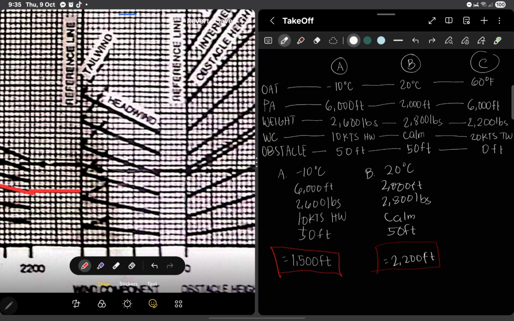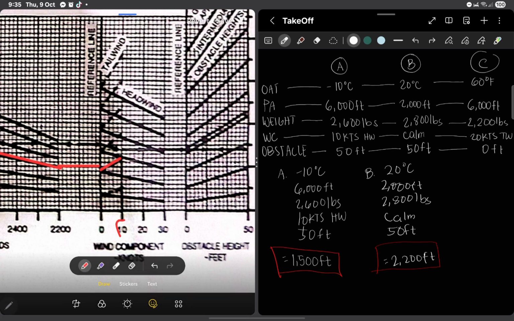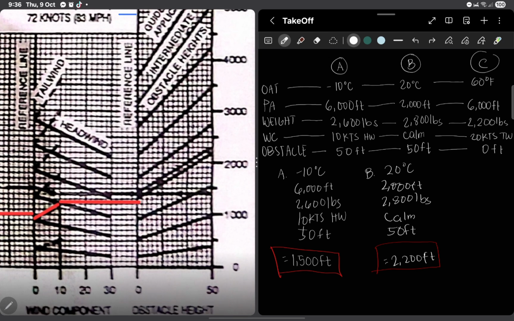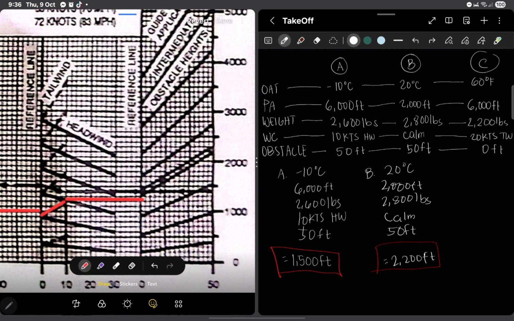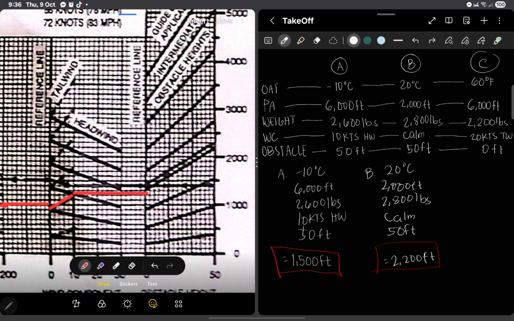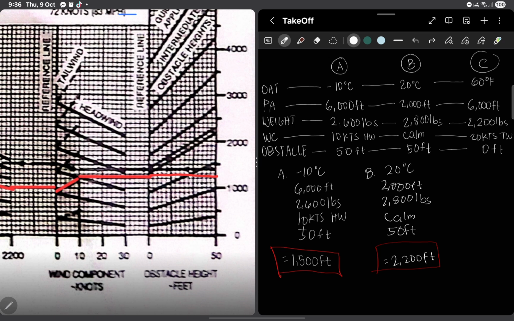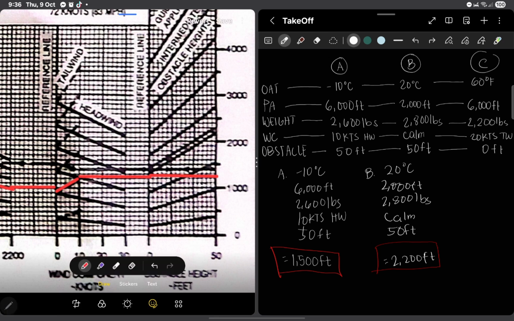Now, when you look at tailwind right here, there's this imaginary line up, and you follow that line. Since when you follow that line, it only reaches 10 knots of headwind, correction, tailwind, then you're going to keep going until the next reference line. It's only going to end up there, and you go straight ahead. Next up, we take a look at our obstacle, and we have 0 feet obstacle, so we're going to keep going straight ahead.